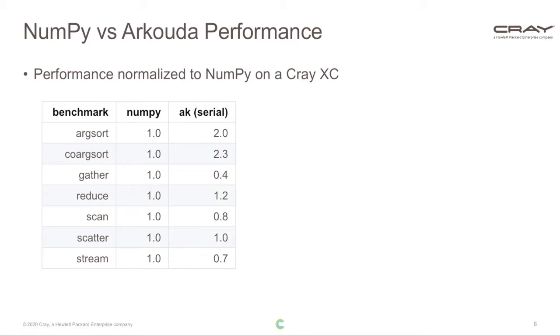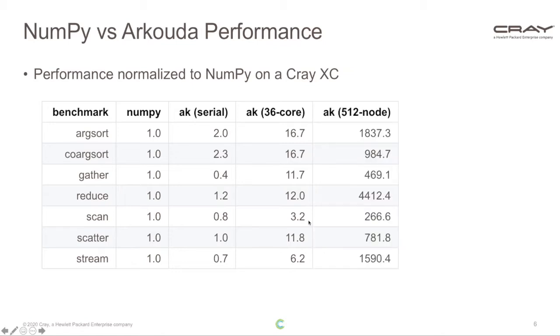And while we care about serial performance, ultimately what we care about is going parallel. So throwing in some parallel but still single node numbers here, we start to see that at 36 cores, we see some significant speedups. So we see 16, 17x speedups for sorting, 10x speedups for gathers and reductions, and non-trivial improvements for these other operations. And then ultimately, where we want to go is distributed performance.